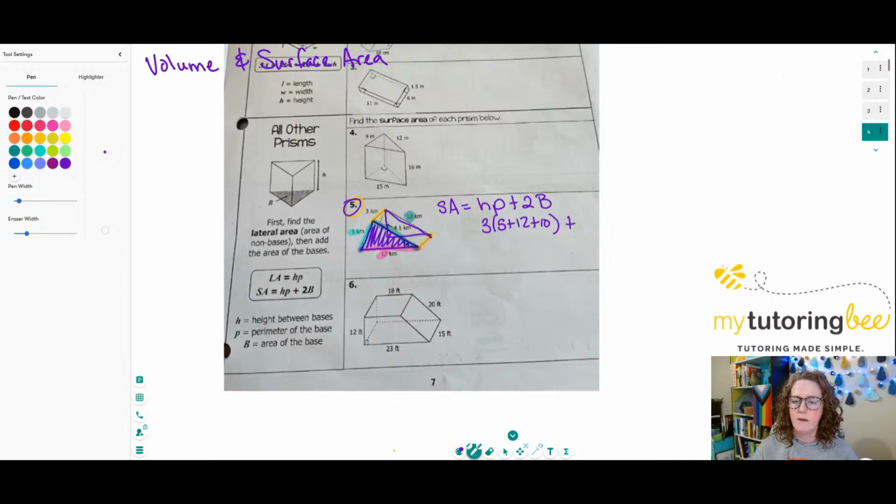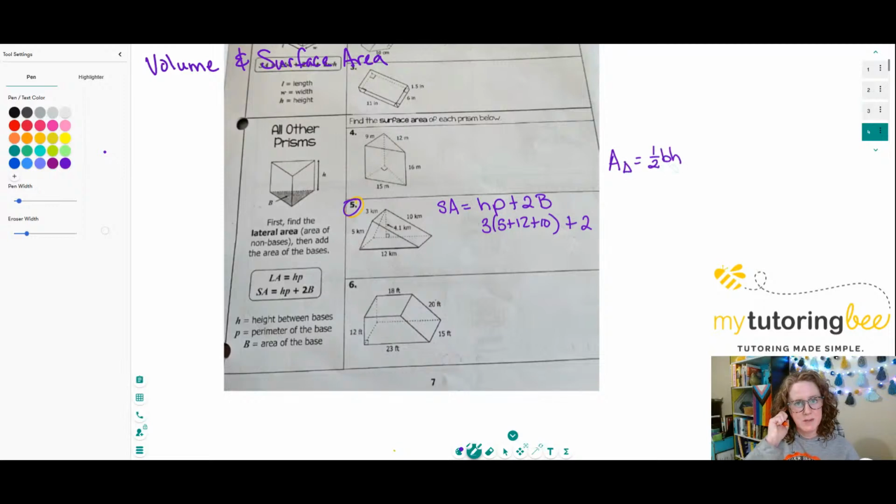All right, and then we're going to have plus 2 times the capital B, which is the area of the base, okay? So we talked about that the base is that triangular shape. I'm going to erase all of these markings here so that it's not too cluttered. So what is the area of a triangle? The area of a triangle formula is 1/2 base times height.